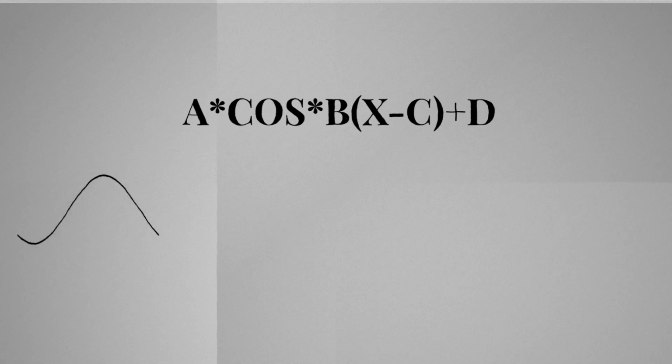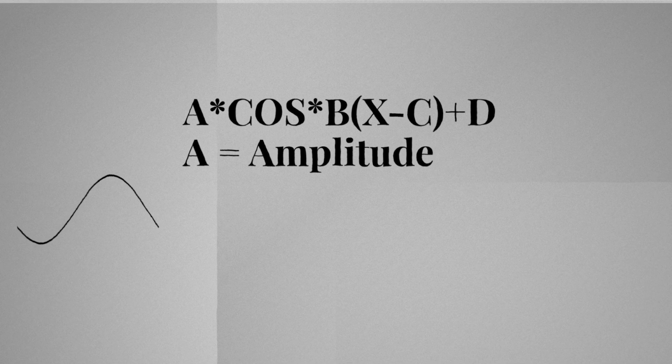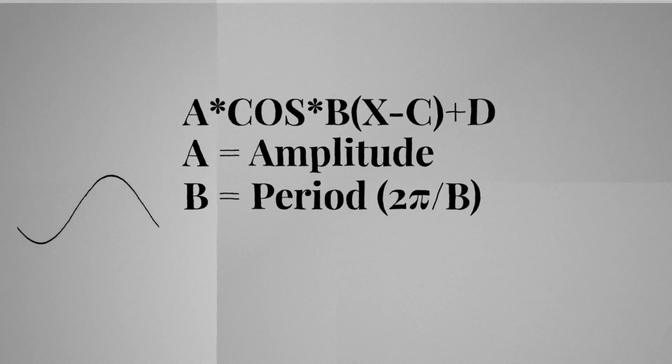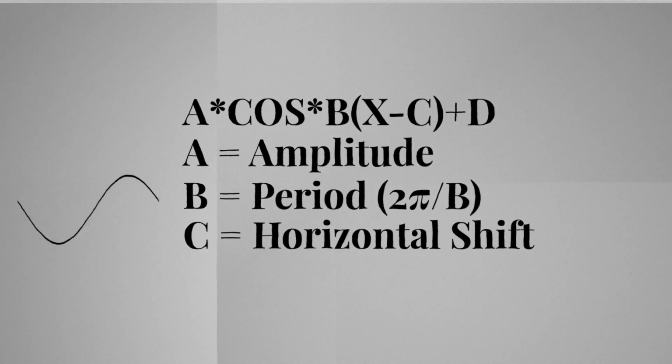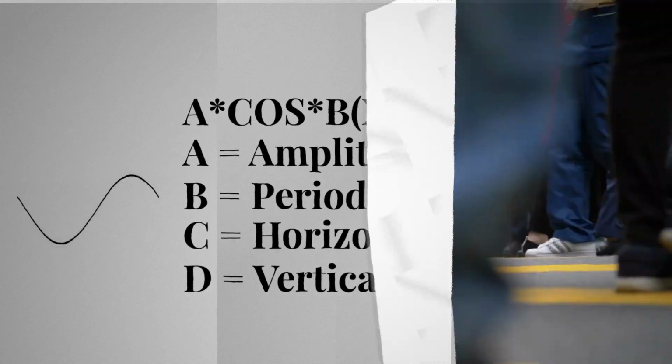Within this equation, a represents the amplitude, b represents the period by dividing the standard period of 2 pi by the given value of b, c represents a horizontal shift or phase shift, and d represents a vertical shift.